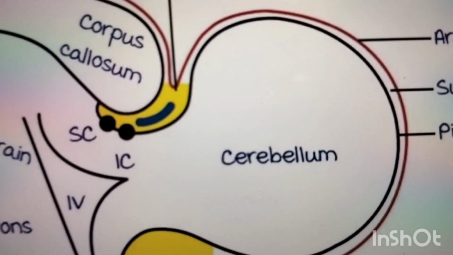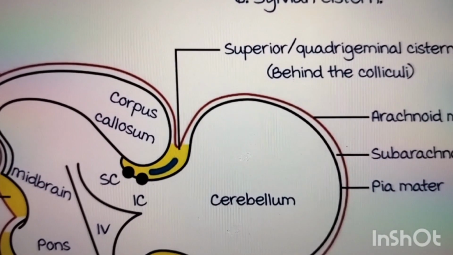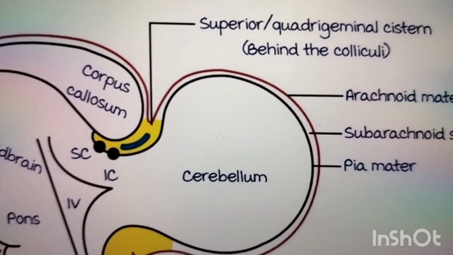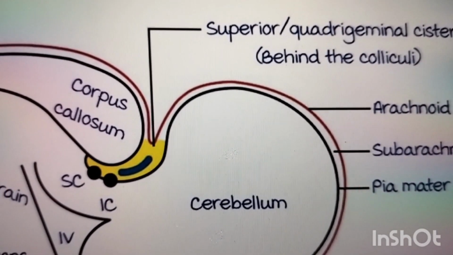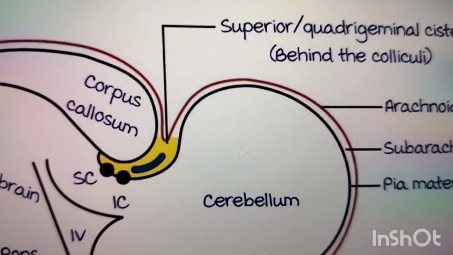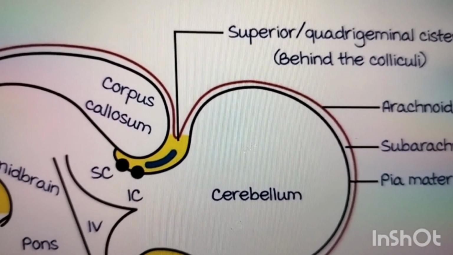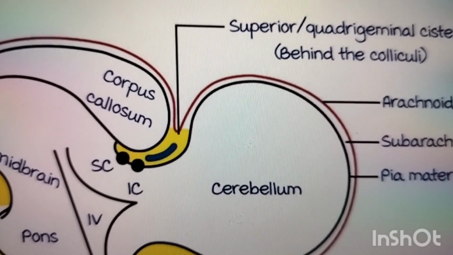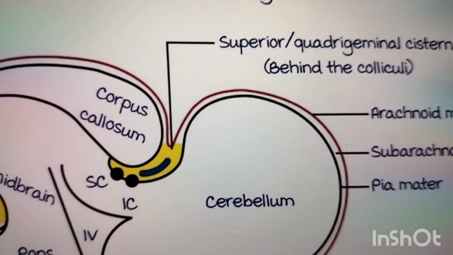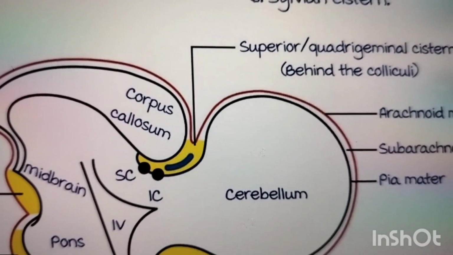So what is the content? You are seeing the blue line in the yellow cistern. The vein present in the cistern is the vein of Galen, also called the great cerebral vein. This vein goes posteriorly and forms the straight sinus, and further they drain again into the portal system.